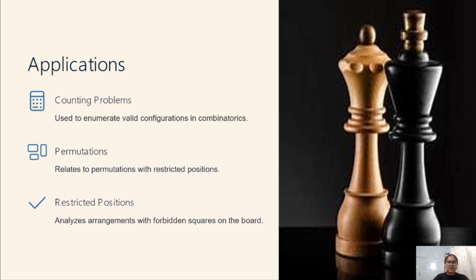Now let us talk about the applications of Rook polynomials. In combinatorics, it's used to solve permutations with forbidden positions, and in matrix theory, it is related to the theory of permanents and determinants, and restricted arrangements. For example, placing students in seats with some preferences or restrictions.